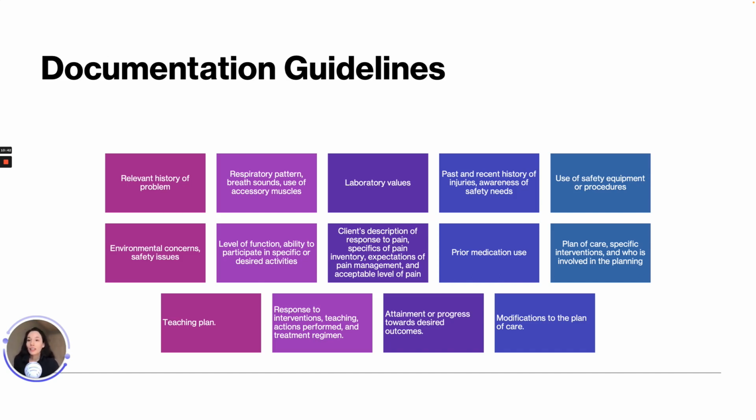So our documentation guidelines should include a relevant history of the problem, the different respiratory patterns that we see, the breath sounds, any accessory muscle use, laboratory values, past and recent history of injury, awareness of safety needs, use of safety equipment or procedures, environmental concerns or safety issues, level of functioning, ability to participate in specific or desired activities, the client's description of pain, specifics about the pain, different pain management, and was this acceptable, prior medication use, plan of care, specific interventions, who's involved in the planning, teaching plan, the patient's responses to the interventions, what actions were performed, what is the treatment regimen, attainment of progress towards desired outcomes, and modifications to the plan of care.